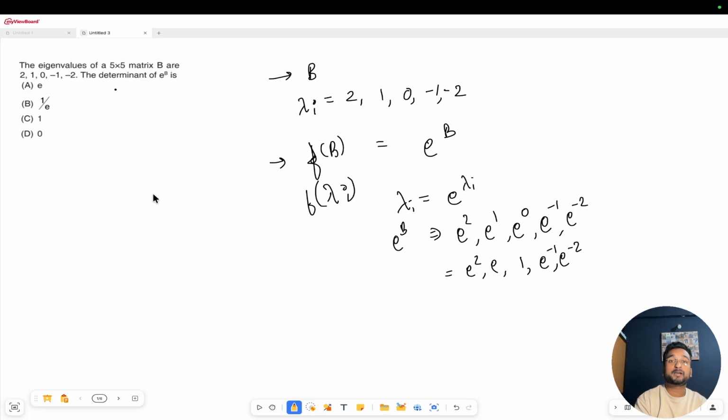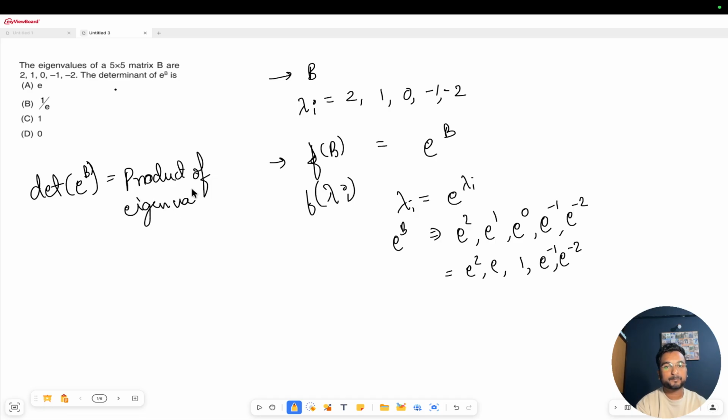Now they have asked the determinant of this. So determinant of e to the power B will be the product of eigenvalues. Yesterday we have done this. Sum of eigenvalues is the trace of the matrix. Product of eigenvalues is the determinant. So you know the eigenvalues. So e to the power 2 into e to the power 1 into 1 into e to the power minus 1 into e to the power minus 2. So these cancel out each other and you get the answer as 1.